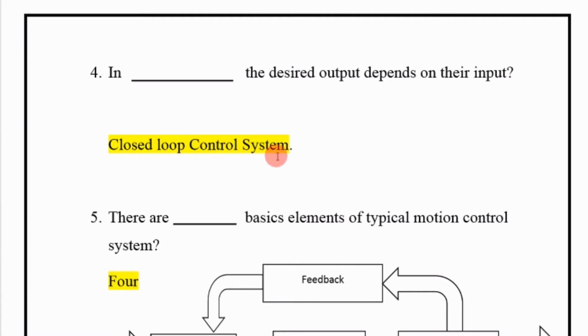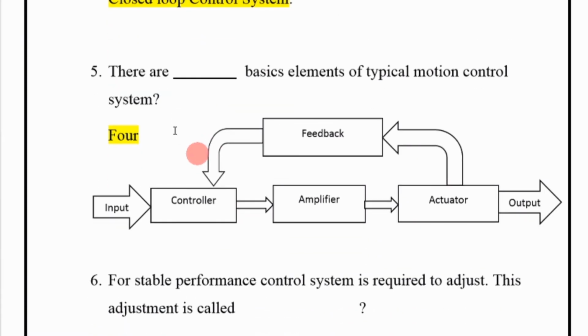Next, there are four basic elements of a typical motion control system: controller, amplifier, actuator, and feedback.